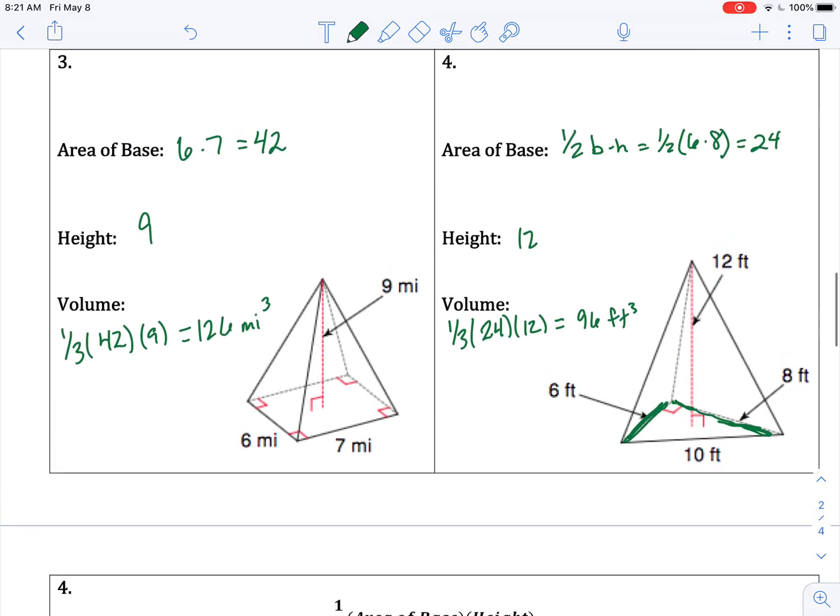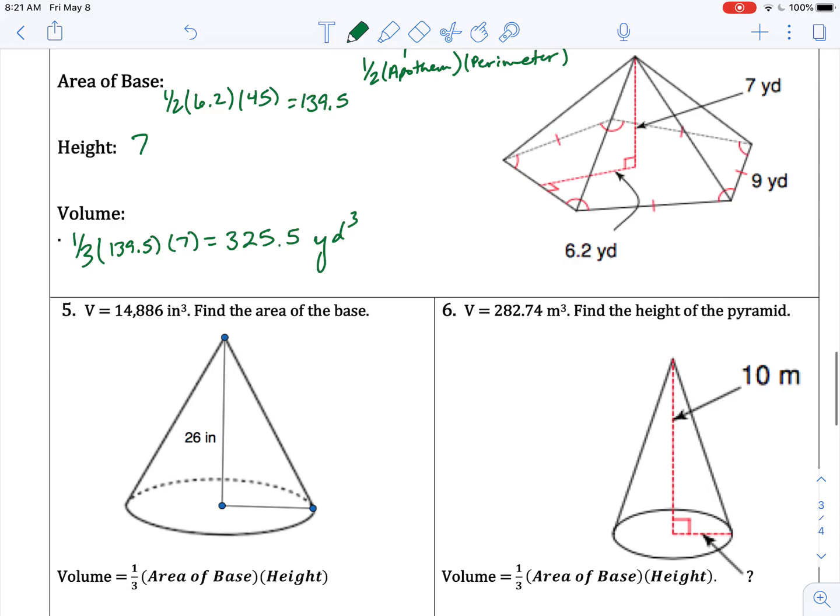So that's how we find the volume of a pyramid or a cone.